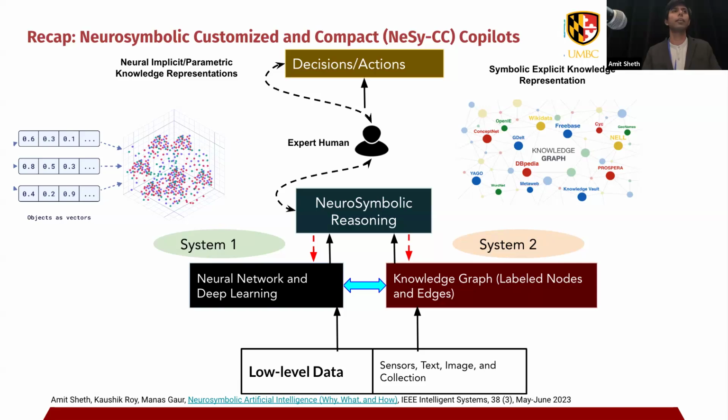The symbolic part, on the other hand, Dr. Shet showed earlier on a taxonomy of various ways in which people have conceived of symbolic AI, from full first order logic to a decidable subset to property graphs and so on, right? So when we are talking about neurosymbolic, customized and compact copilots, they are not decoupled terms, right? Everything had to play together nicely.